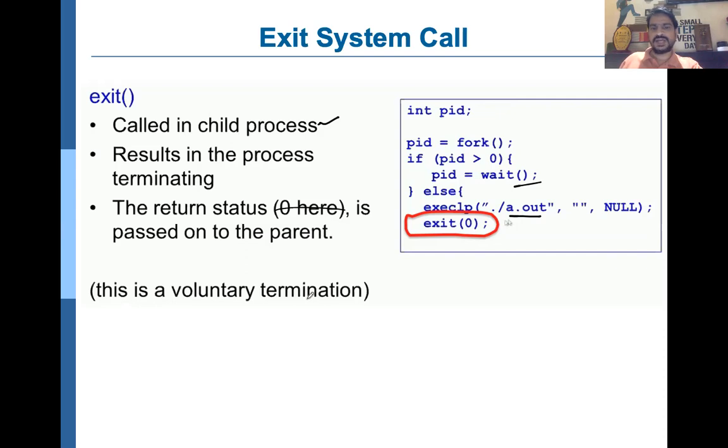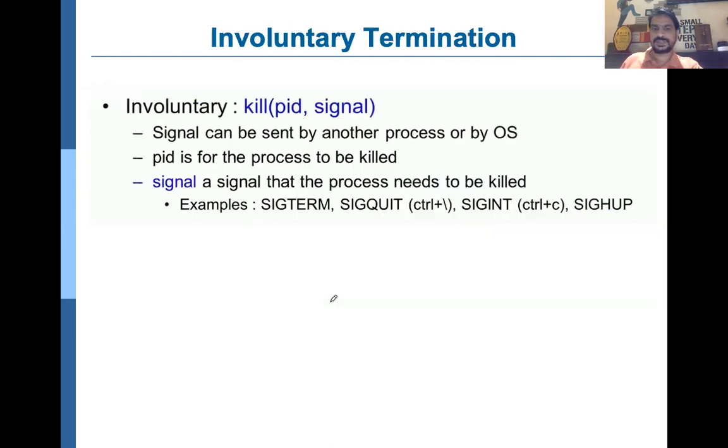This is voluntary termination. Voluntary means the process will be terminating by itself. There is also non-voluntary termination, in which we have to use a function called kill. In the kill function, we have to put the process ID of the process we want to kill or delete from the system, and we have to put the signal. So what is the signal?